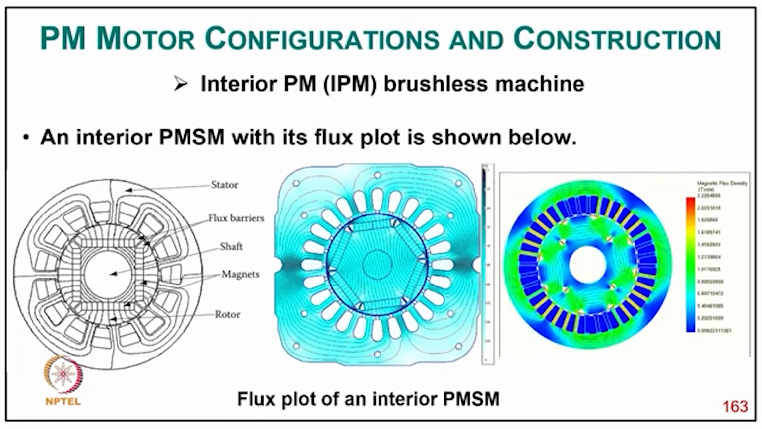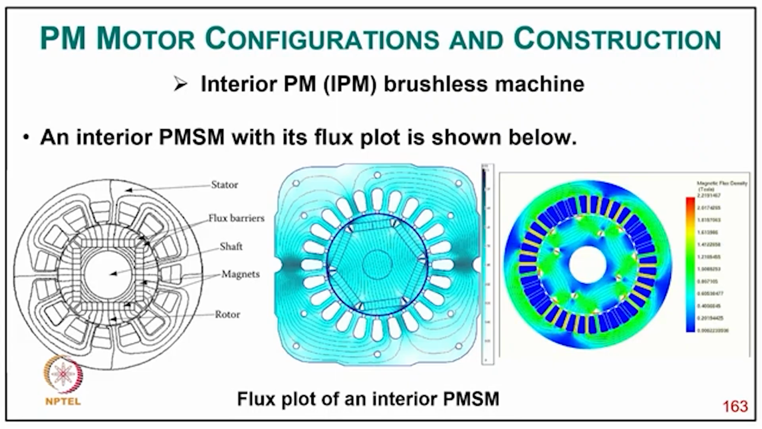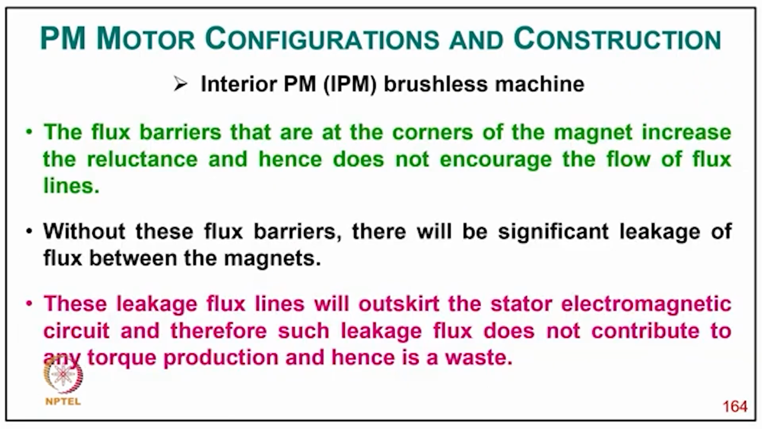So, there is the interior magnet machine, whose flux plot is shown here. You can see the major space is given to the stator and the rotor has a very small space, and that certainly provides high power for a particular size.